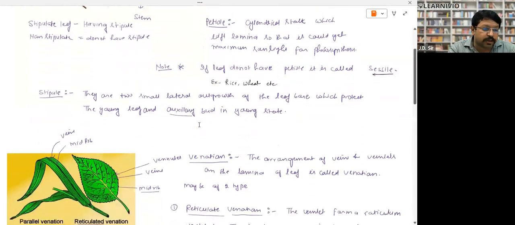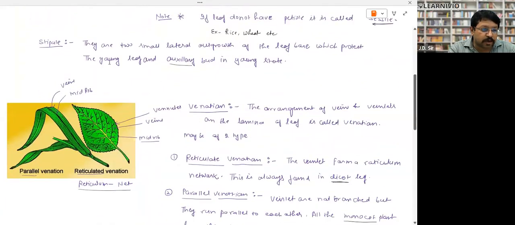Now come to the stipule. This part is important. The stipules are two small lateral outgrowths of the leaf base, which protect the young leaf and axillary bud at the young stage. That is the function. Note down the function of stipule. This is important for your NEET exam. Okay.